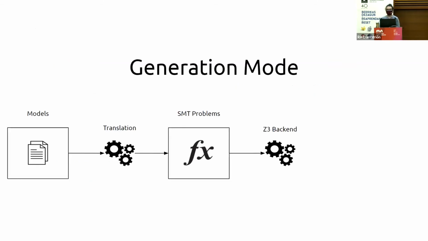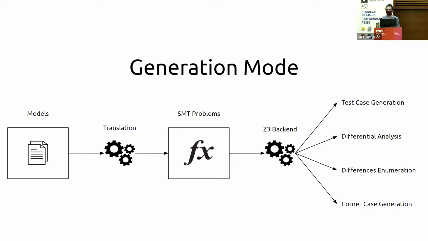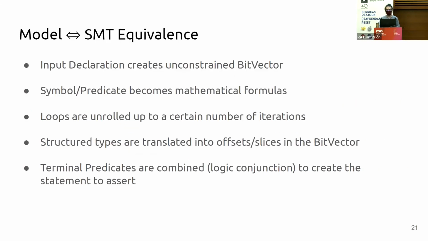The generation mode is more complex than the validation mode, and the first stage of the approach is a translation phase from the models into SMT problems, which are something onto which we can work mathematically. The SMT problems are then fed to the Z3 backend, which can perform several types of operations, such as test case generation, differential analysis, differences enumeration, and corner case generation. We will see some of these in a moment.